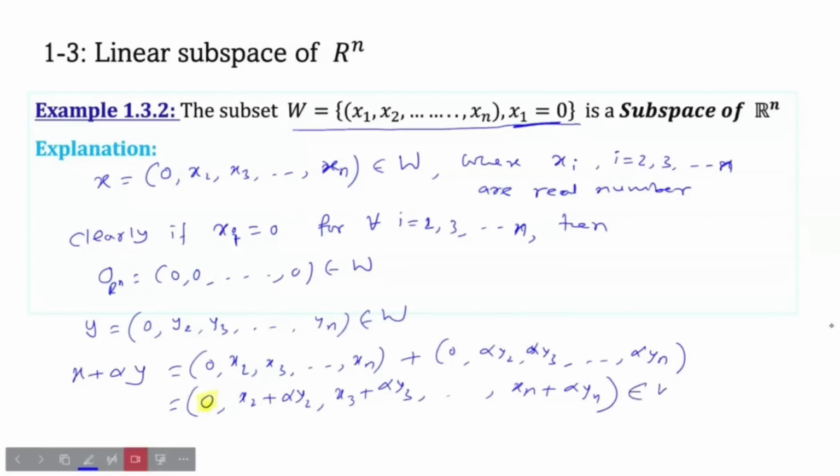So therefore the first entry is 0, and we can say that this addition x plus alpha y is a member of W. So therefore W is a subspace of Rn.